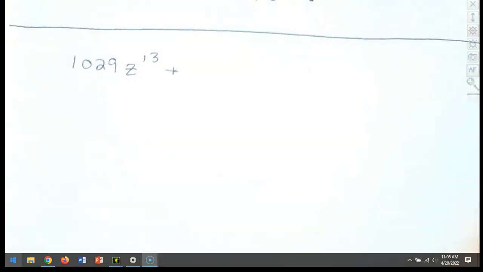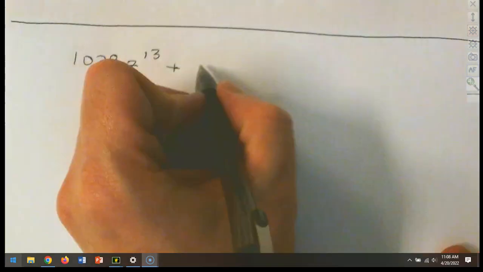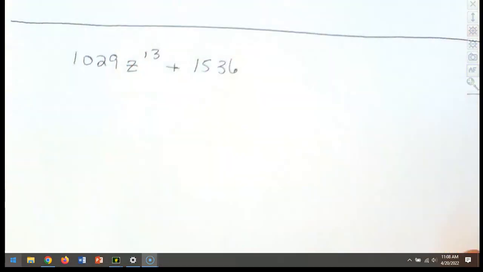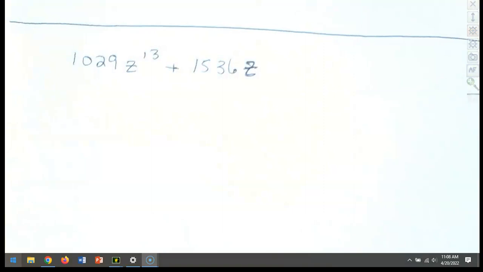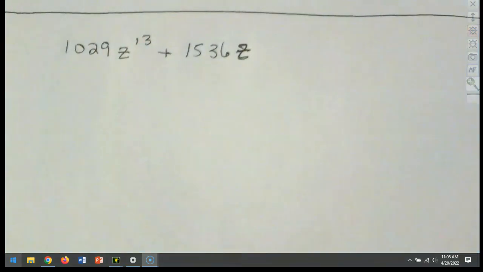How about 1029 z to the 13th power plus, just making one up here. Okay, so that's 7. How about we do then plus, how about 1536? Yep, that'll be z. So 1536z there. Now, when I first see this, it doesn't look like those are cubes, does it? We need to make sure they're going to be cubes.